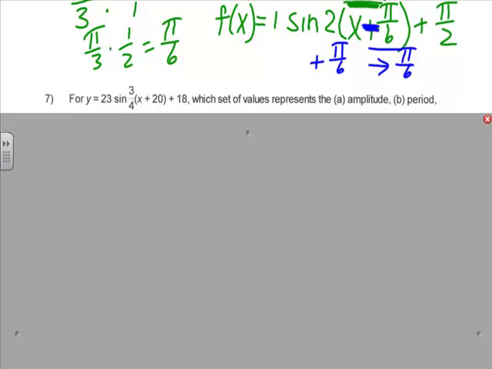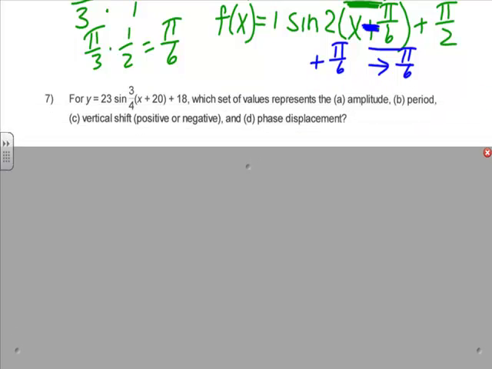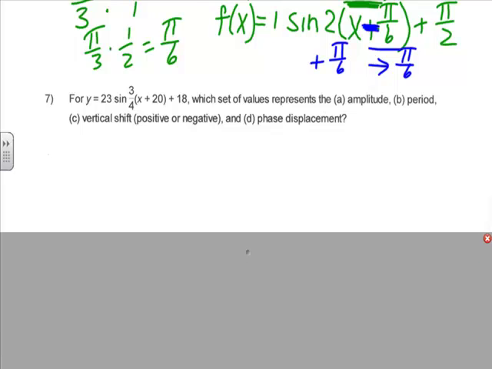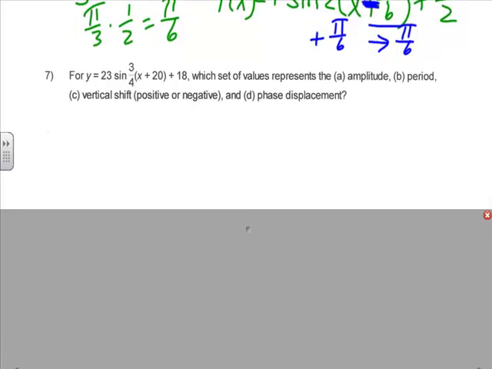Okay, next problem. For y equals 23 sine 3/4 x plus 20 plus 18, which set of values represent all of the things we just discussed so far, more practice? Amplitude, period, vertical shift, and or phase displacement. And sometimes you'll see the words phase displacement. We've been calling it phase shift. It means the same thing.